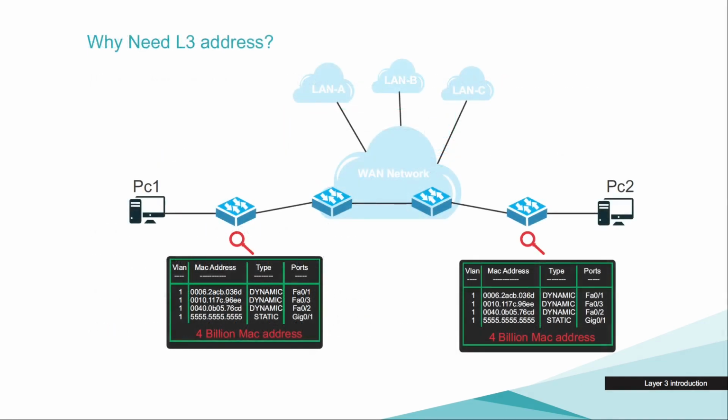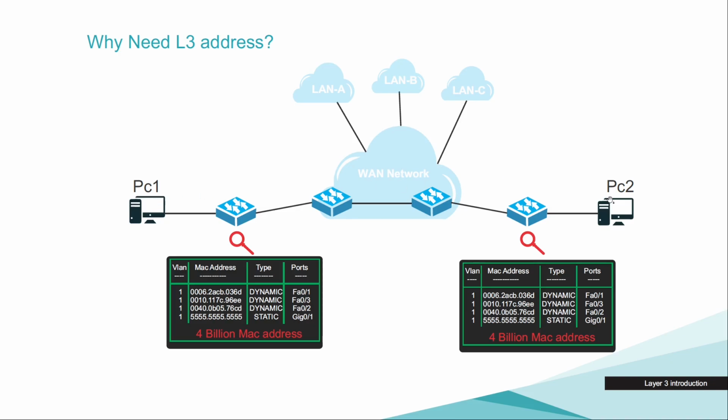When I started to learn about IP addresses, I had a question. Why do we need the IP address since we have the MAC address? Why isn't the forwarding based on the MAC address only? Let's take a look at this network in order to understand why we need the IP address. Let's imagine that we have PC1 located on LAN 1 and PC2 located on LAN 2. LAN 1 and LAN 2 are connected through the WAN network.